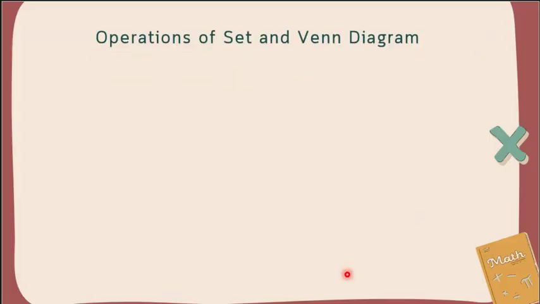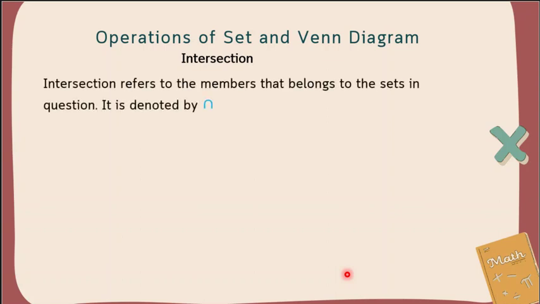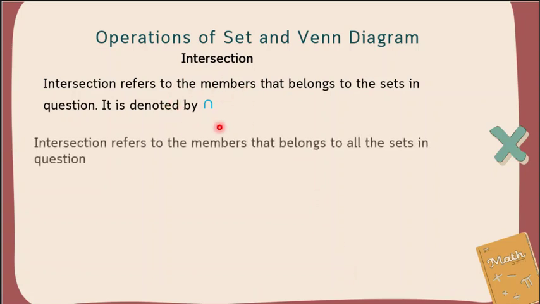Now, when using the Venn diagram, we can talk of certain operations that we use. The first operation we can talk of is the intersection. The intersection refers to members which belong to the sets in question. So if we have two or more sets, and then we have certain members belonging to all of them, then that is the intersection, and it is denoted by this n-like symbol.